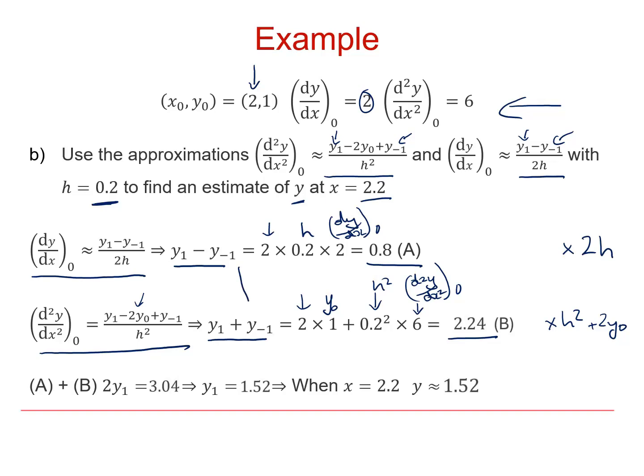Now you can see that we've got y plus and y minus, y negative 1. So if we add those two together, the y negative 1s will disappear. So adding a and b gives us 2y1, therefore y1 equals 1.52. So the answer to our question is that when x equals 2.2, y approximately equals 1.52.